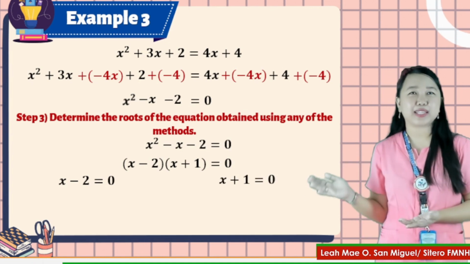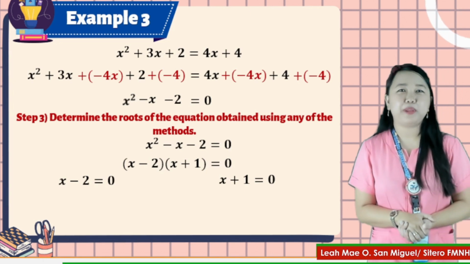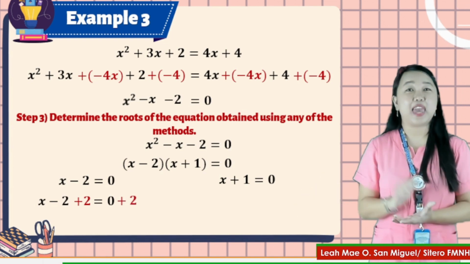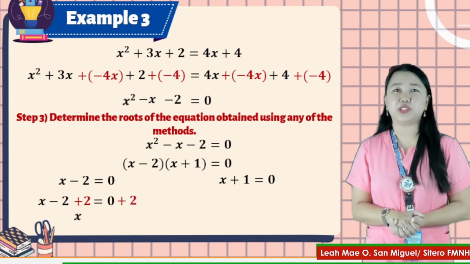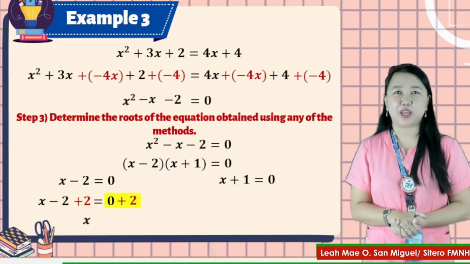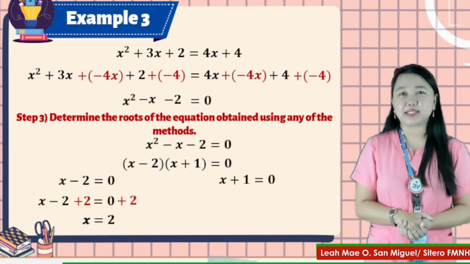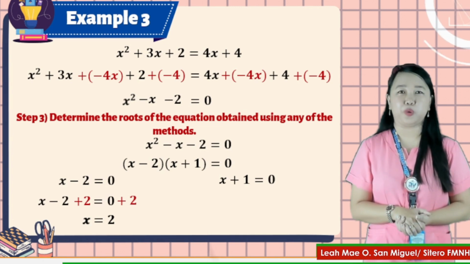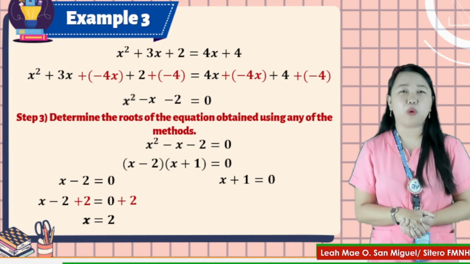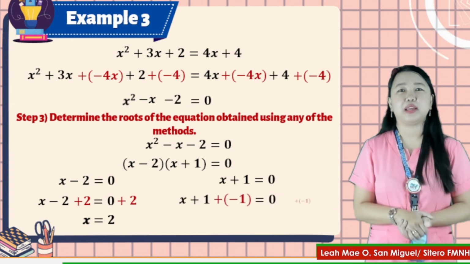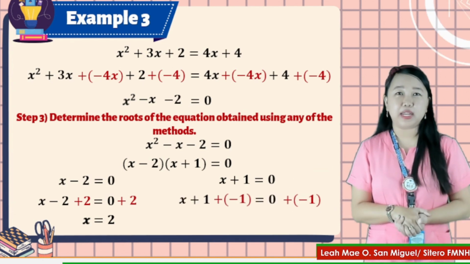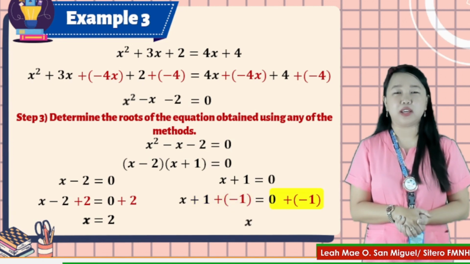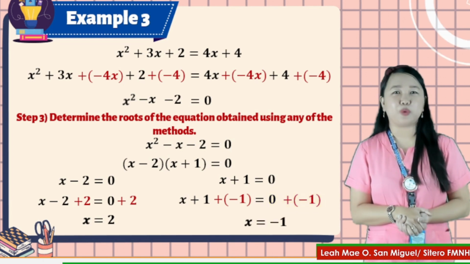Let's solve first x minus 2 is equal to 0. Applying addition property of equality, this gives us, then -2 plus 2 is equal to 0 and 0 plus 2 is equal to 2. Thus, x is equal to 2. On the other hand, x plus 1 is equal to 0. Applying addition property of equality, it will be 1 plus -1 is equal to 0, and 0 plus -1 is equal to -1. Thus, the value of x is equal to -1.